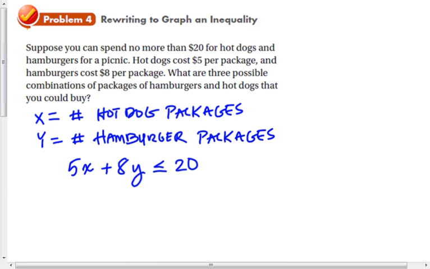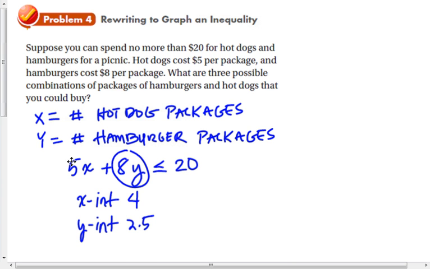Now, if I want to graph this, I think the easiest way would be to just find the intercepts of the boundary line. The x-intercept of the boundary line would be if we put 0 in for y. So this part right here would just be 8 times 0, which is 0. So I would just do 20 divided by 5, which is 4. And the y-intercept is 20 divided by 8, which is 2.5. And now I'm just going to graph those and use that to make a graph.